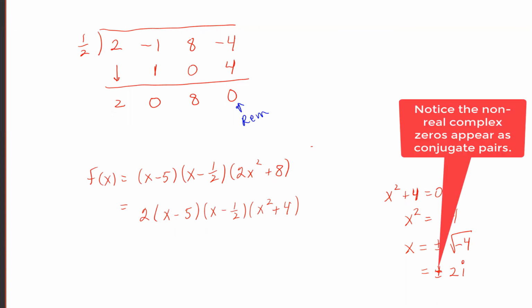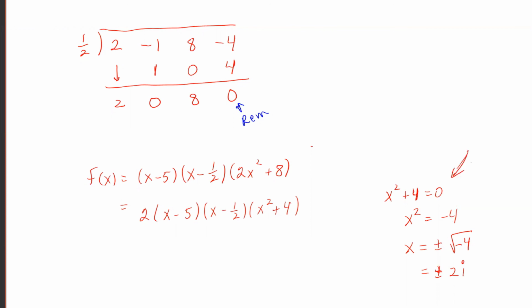If I couldn't do this, I could always use the quadratic formula on any irreducible quadratic to find the complex zeros. And so now I have 2 times x minus 5 times x minus a half times x minus 2i times x plus 2i. It's completely factored. I have 4 linear factors because it's a polynomial of degree 4. It turns out here each of the 4 zeros are distinct. I don't have any repeating zeros whatsoever in the polynomial.